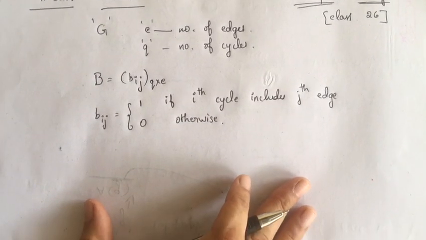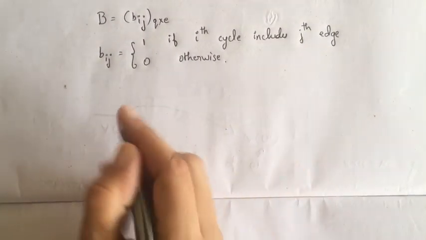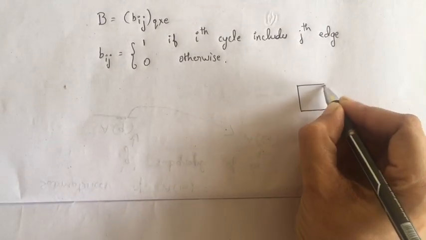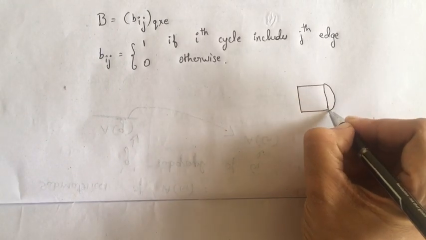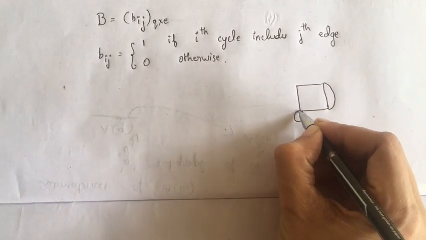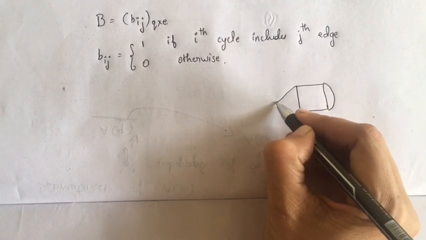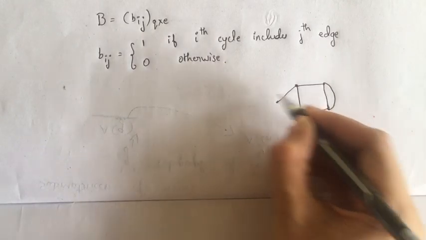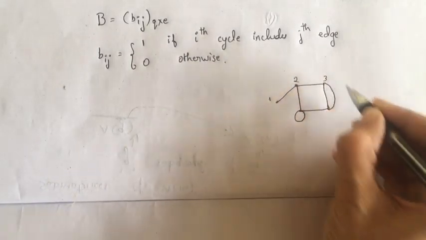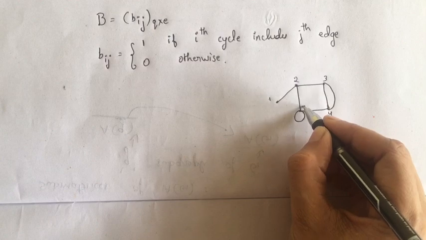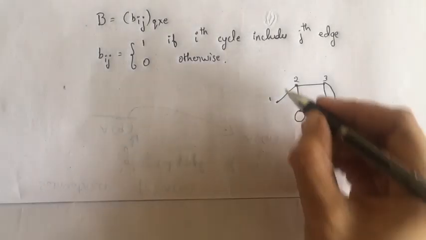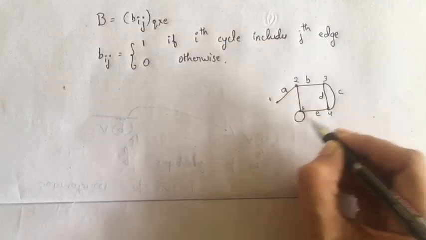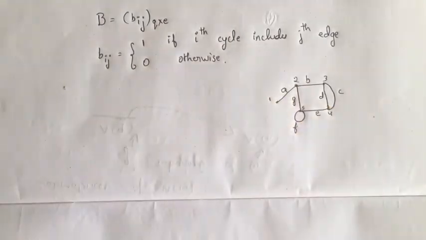For example, if I have a graph, say, my graph is like this, which has got a parallel edge, one self loop and one single edge. I'll name the vertices 1, 2, 3, 4 and 5. Name the edges A, B, C, D, E, F and G.